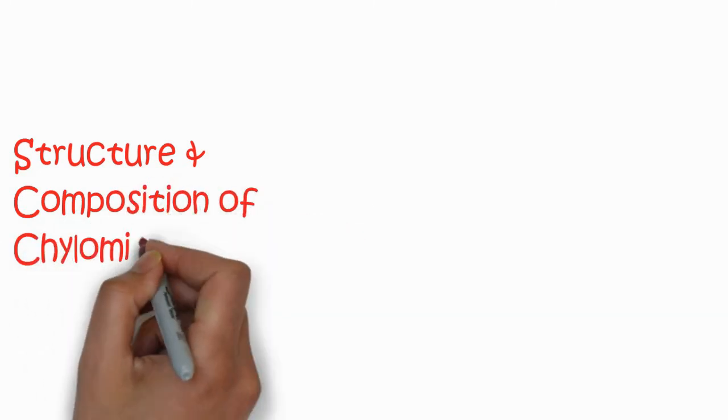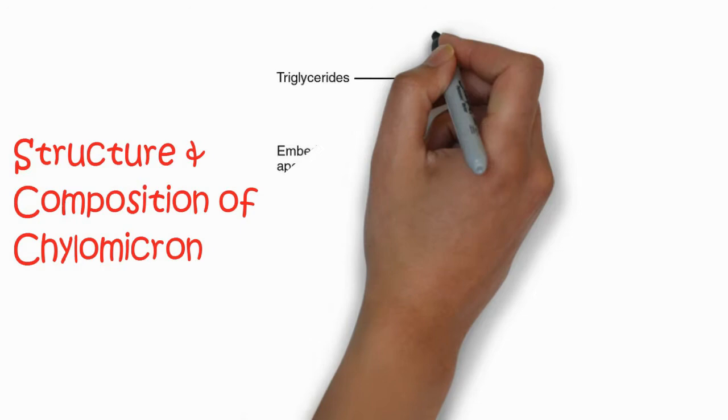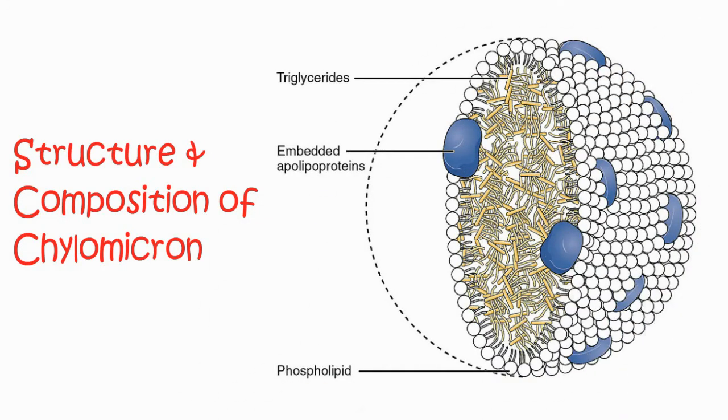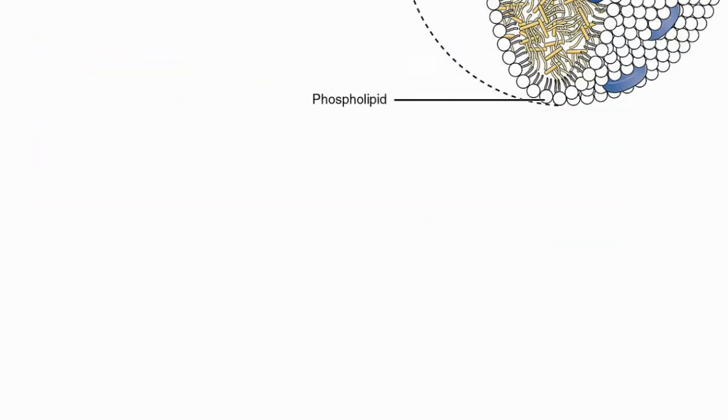Structure and composition of chylomicron. In this figure, you can see the white surface area is made of phospholipids, while the yellow center is the triacylglycerols, so they contain a high amount of triacylglycerol, while the blue embedded are the apoproteins present in the chylomicron molecule.